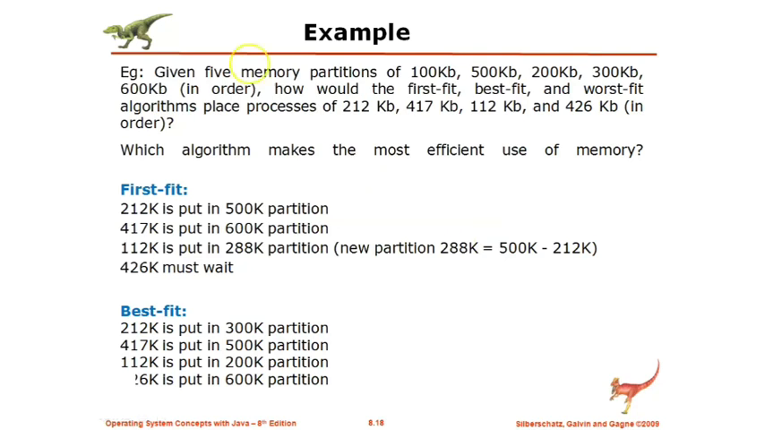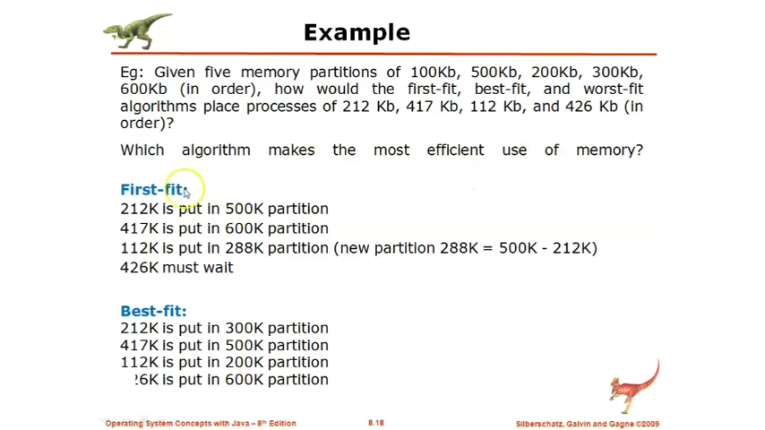Let us consider we have 5 memory partitions of size 100 KB, 500 KB, 200 KB, 300 KB and 600 KB in order. How would the first fit, best fit and worst fit algorithms place processes of 212 KB, 417 KB, 112 KB and 426 KB in order? After that we have to check which algorithm makes the most efficient use of the memory.